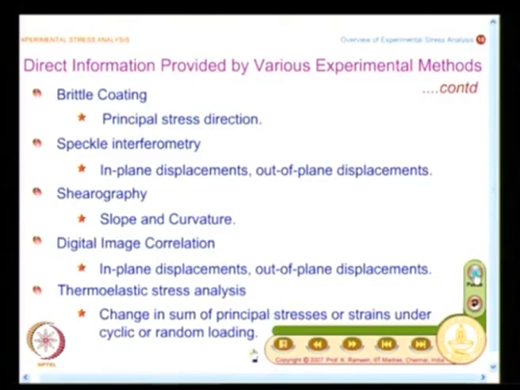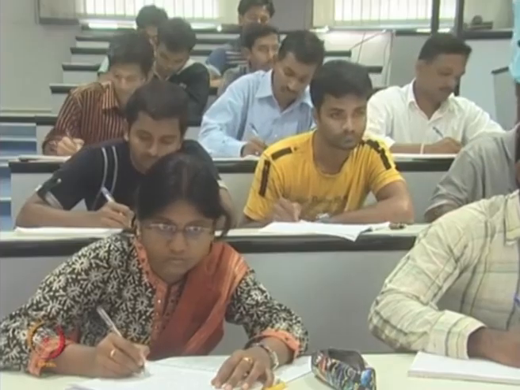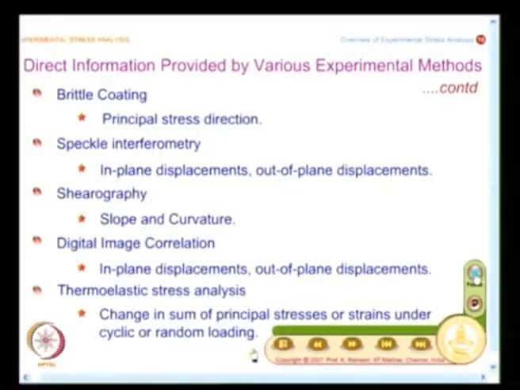And another non-contact technique you have is thermoelastic stress analysis, and this gives only change in sum of principal stresses or strains under cyclic or random loading. And you all know fatigue loading is very common in actual structures. So, for handling problems of this nature, thermoelastic stress analysis has come into play, particularly for high temperature measurements. You want to have non contact measurement, this method has been developed. So, directly it can give change in sum of principal stresses.